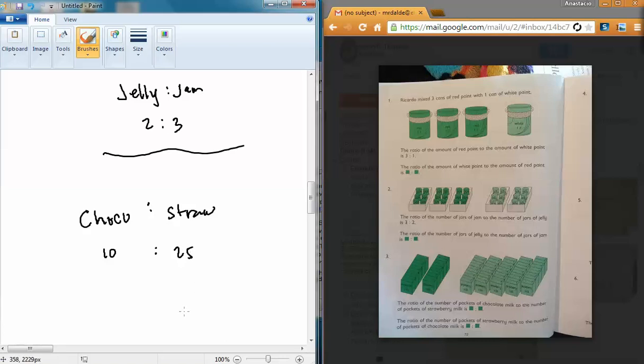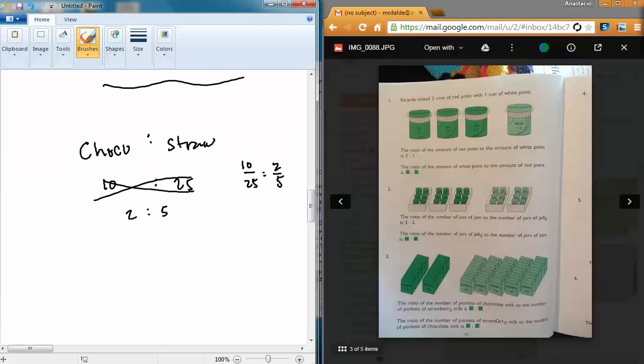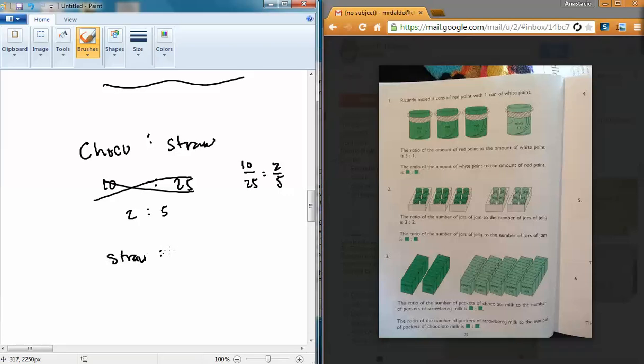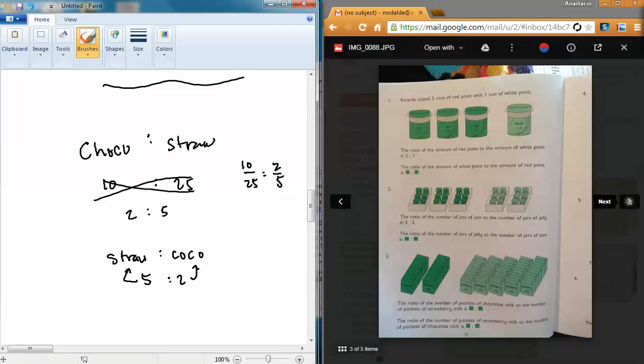10 to 25 for chocolate to strawberry, but if you were to think of that like a fraction, 10 over 25, you could reduce that to being 2 over 5. So the actual ratio that you should write down is 2 to 5. Now if they're asking for it in reverse, strawberry to chocolate, that would simply be 5 to 2. Because for every 5 packets of strawberry, there are 2 packets of cocoa. Alright, that's finding the ratio.